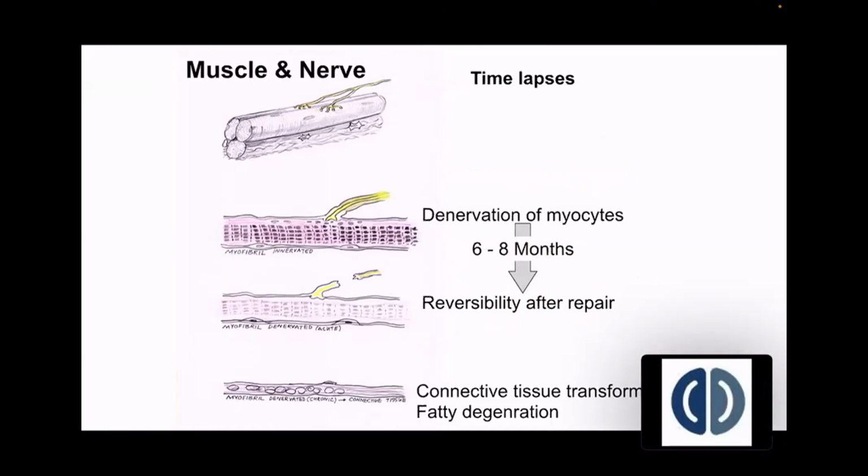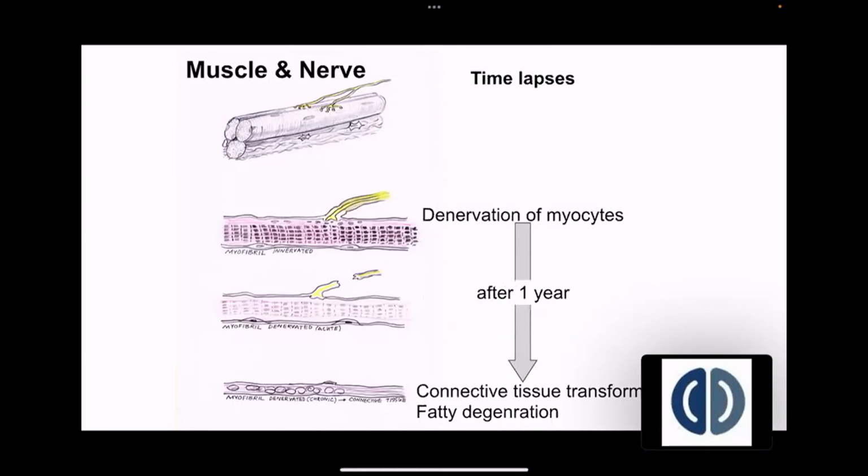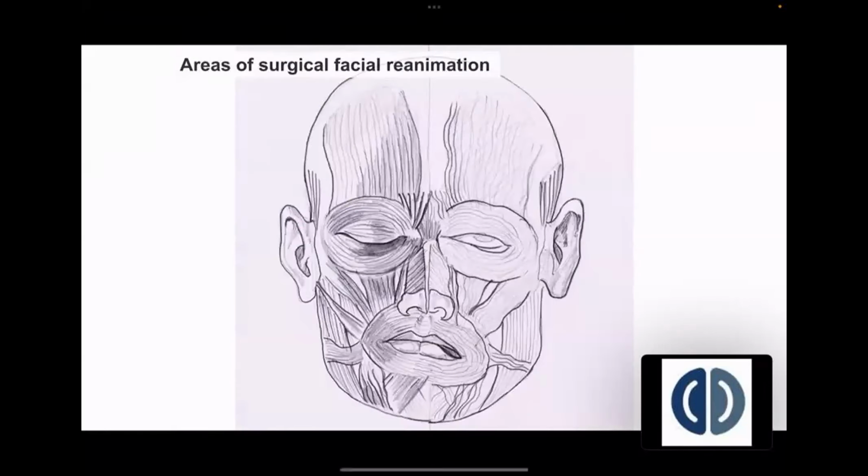So if you see a person with a circumflex axillary nerve lesion, the atrophy of the deltoid muscle happens very, very quickly within a couple of months, whereas in the face, it takes a little more time. So that is why the window of opportunity to re-innervate the muscle is quite protracted when it comes to the facial mimic musculature and the facial nerve. And after about a year, connective tissue transformation occurs, and there is a fatty degeneration of the muscles.